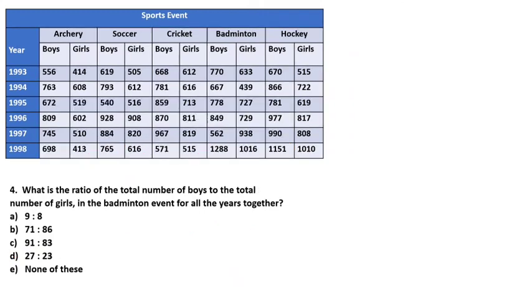So here is your next question. The next question is, what is the ratio of the total number of boys to the total number of girls in the badminton event for all the years together? So here you can see what is the total number of boys and what is the total number of girls. Boys to girls for the badminton event. So for the badminton event, you have to add this total and you have to add this total. So when you add this total, you are getting what?